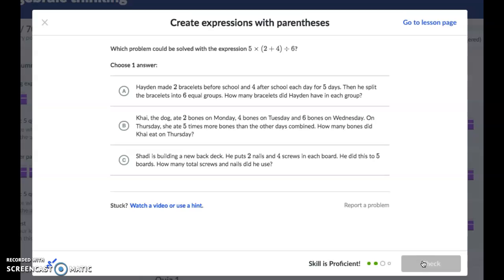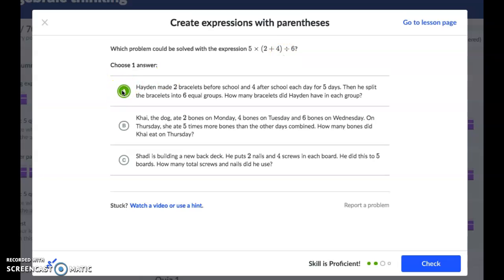Which problem could be solved with the expression 5 times 2 plus 4 divided by 6? And again, I see that division in there, so I feel like it's going to mean I'm splitting something up into groups. Hayden made 2 bracelets before school and 4 after school each day for 5 days. Then he split the bracelets into 6 equal groups. How many bracelets did Hayden have in each group? Okay, so far that seems like that one could work, because for 5 days, he did 2 before school and 4 after school. So that would give us our total amount of bracelets, and then he divided it into 6 equal groups.